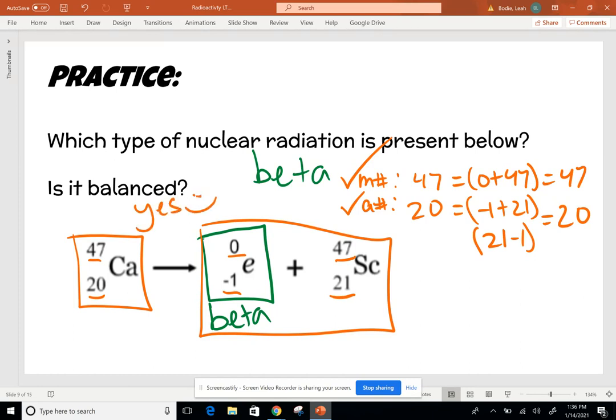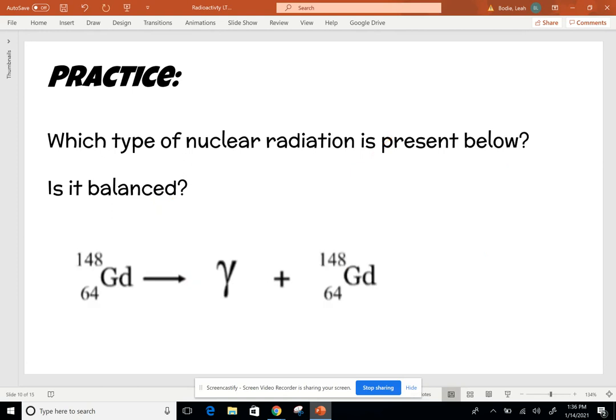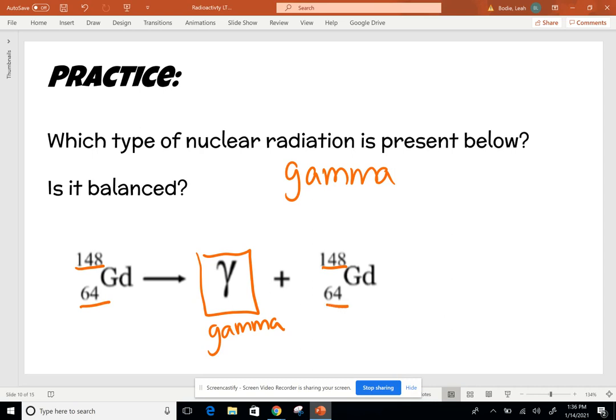All right. Our next example here. What type of nuclear radiation is present? Well, we look for a particle, and we can see our gamma symbol. So gamma radiation here, gamma decay is occurring. Now let's double check to see if things are balanced. This one we can visually see. We have 148 on the left, 148 on the right. So that's good. 64 on the left, 64 on the right. Everything is balanced.